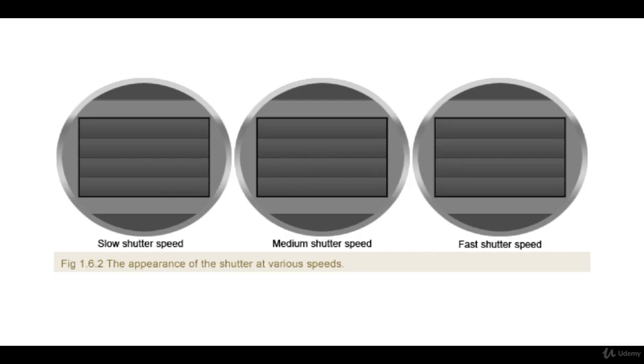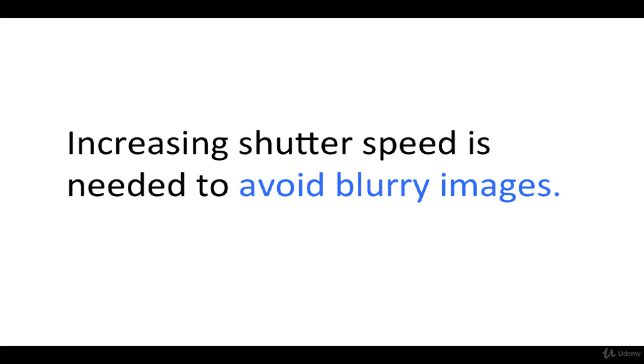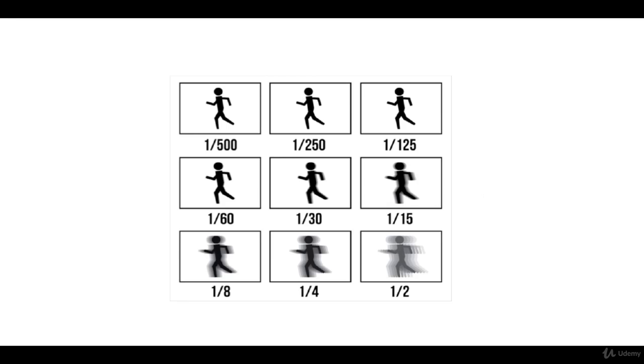In this figure, the appearance of the shutter at various speeds is shown: slow shutter speed, medium shutter speed, and fast shutter speed. Increasing shutter speed is quite important to avoid blurry images. This figure gives a cool example of how shutter speed can grasp a moment, and how it gives us scope to avoid the blurriness.